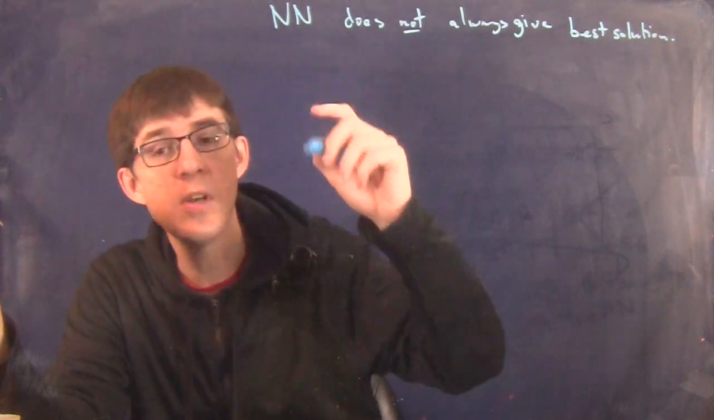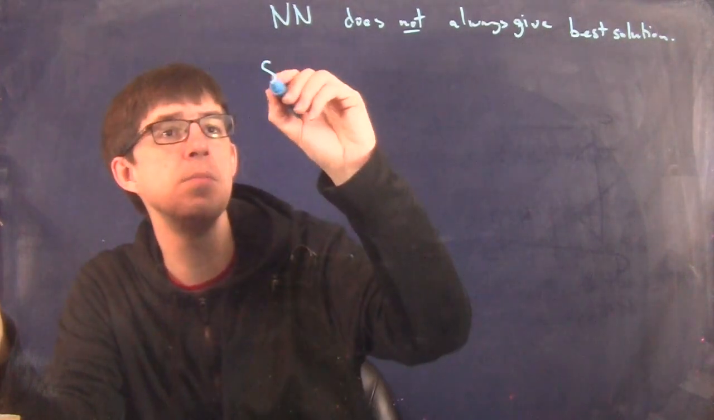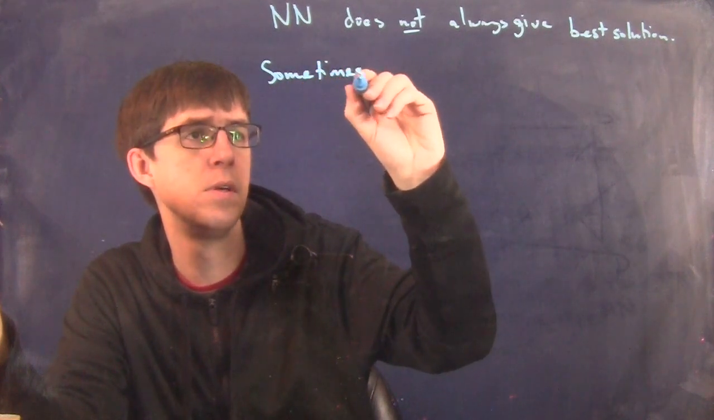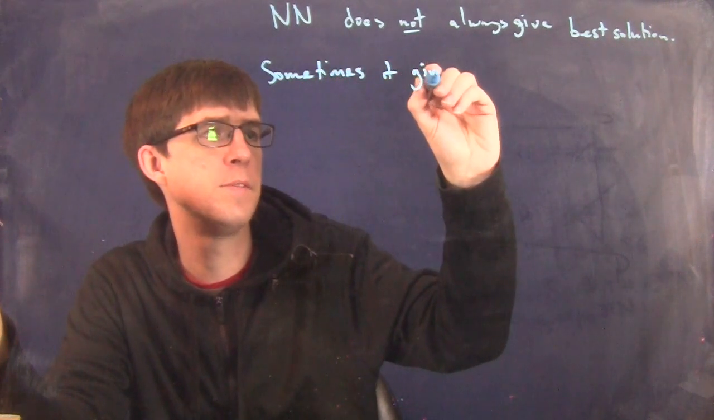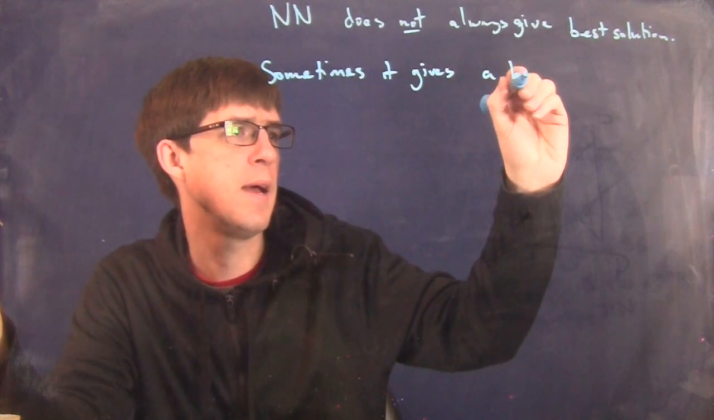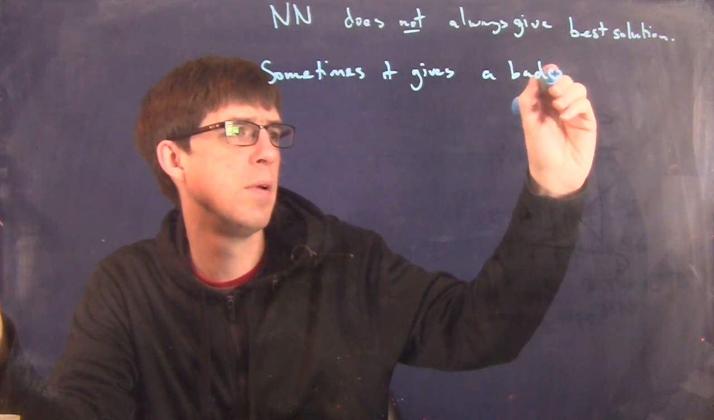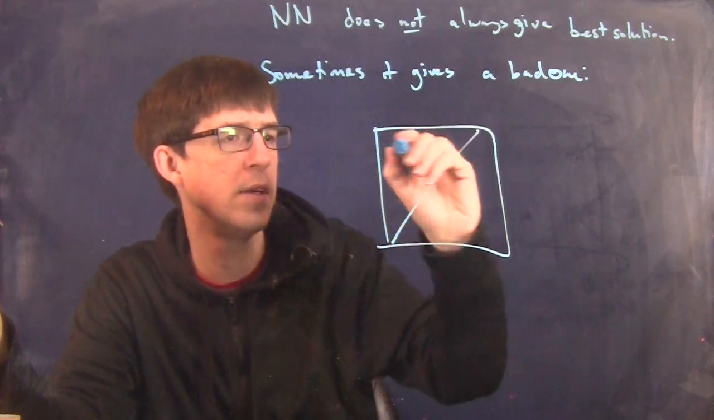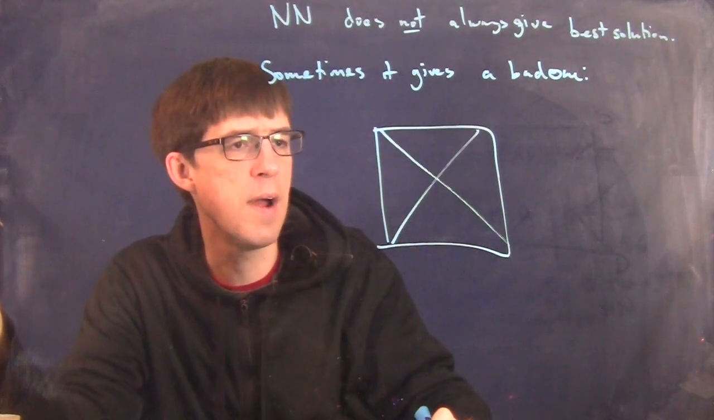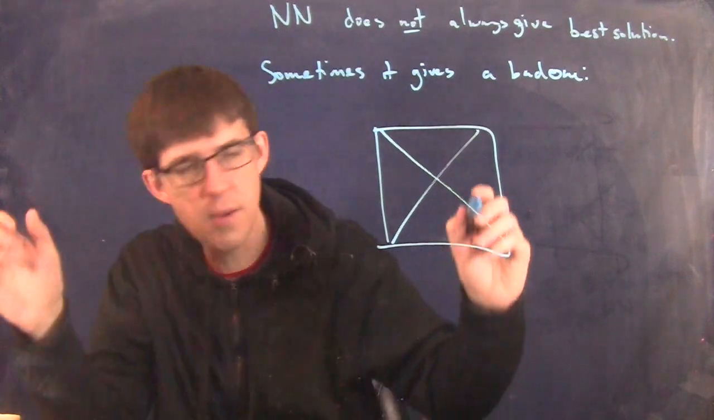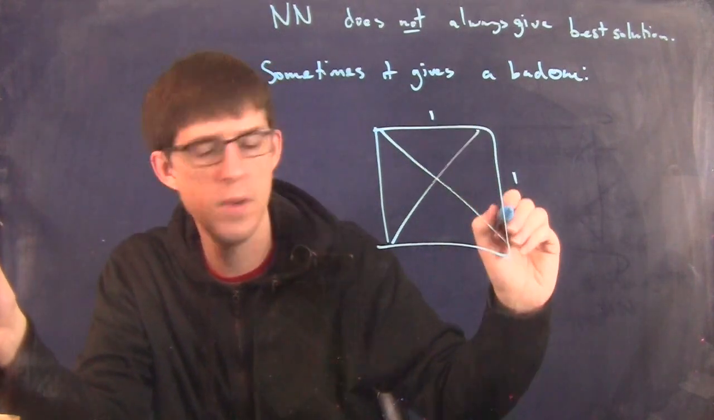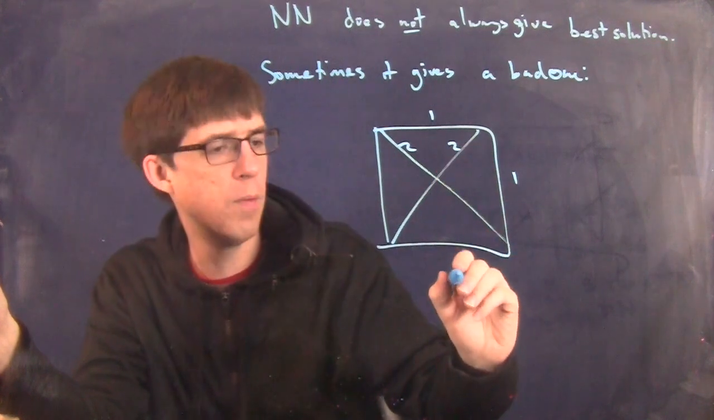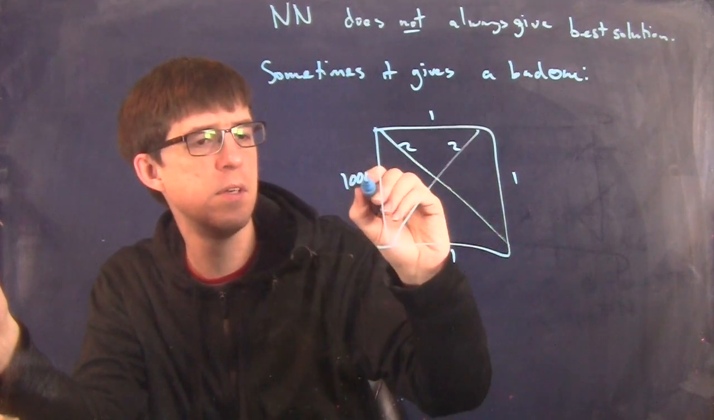In fact, there are some weird examples. Sometimes it gives actually a pretty bad solution. Here's an example where it actually gives you the worst possible solution. So here is a graph with 4 vertices, and let's say the weights are like this: 1, 1, 2, 2, 1, and 1,000.